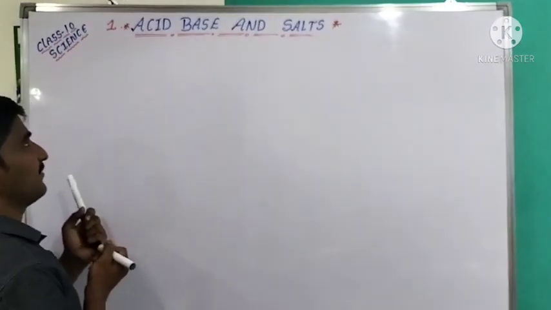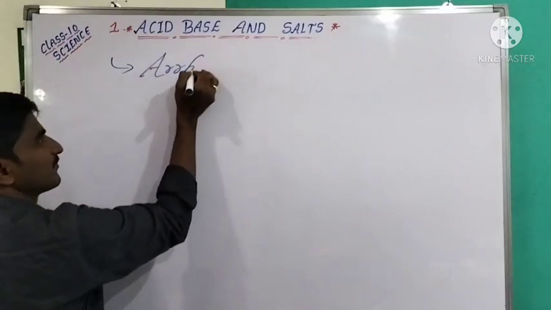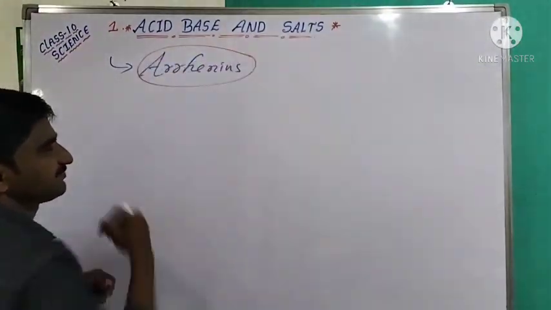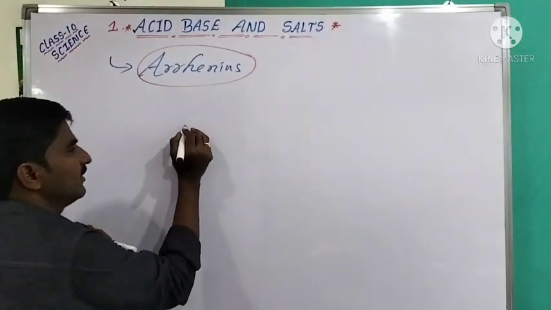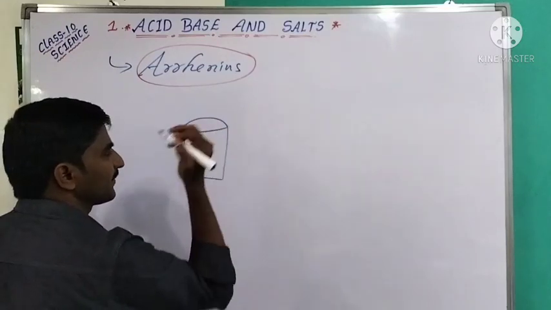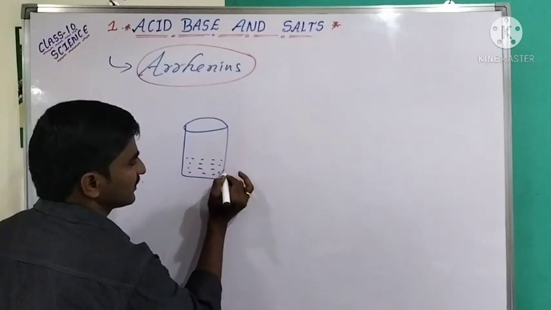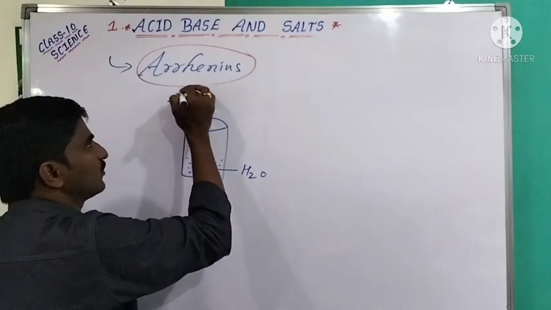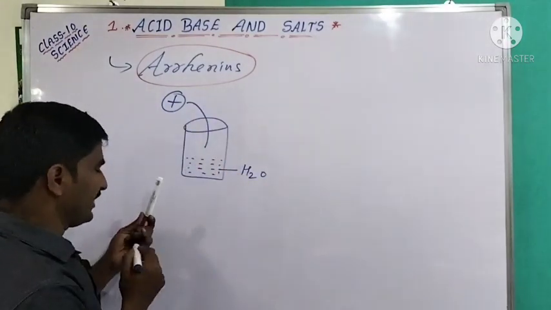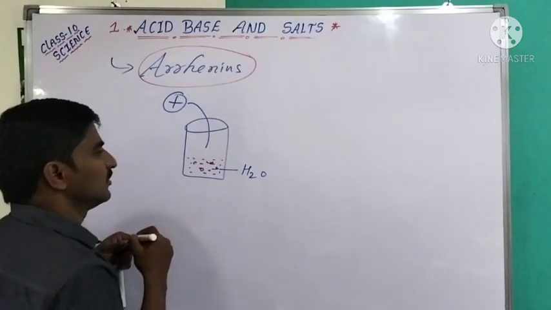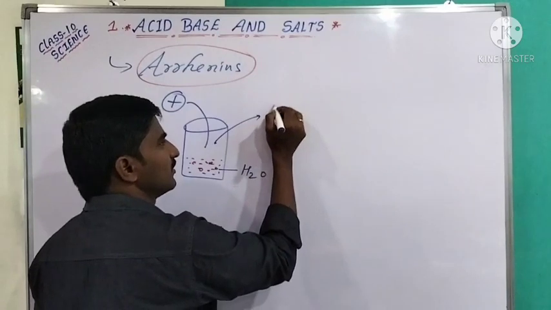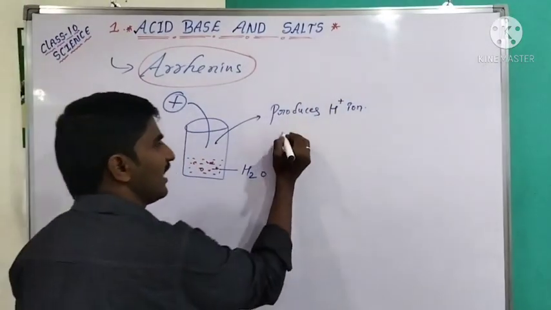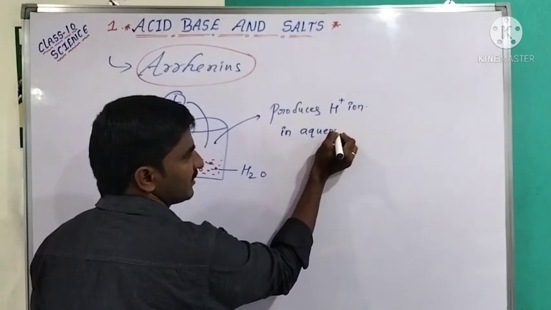Now one of the scientists comes in, Arrhenius. What did this scientist say? Just listen carefully. If I take one beaker filled with water, this consists of water. Some substance is dissolved in water, some X substance, which you don't know; later I will discuss how you can find it. Whenever the X substance is dissolved, this substance produces H plus ions in aqueous media. What is the meaning of aqueous media?